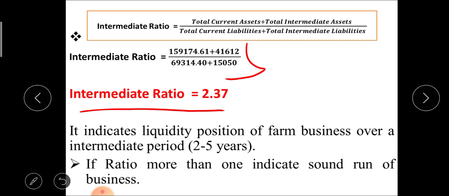On the basis of the intermediate ratio a conclusion can be made. This intermediate ratio indicates the liquidity position of a farm business over an intermediate period, ranging from 2 to 5 years. Similarly, if this intermediate ratio is more than 1, then it indicates sound running of the business. This is the second ratio, that is the intermediate ratio.